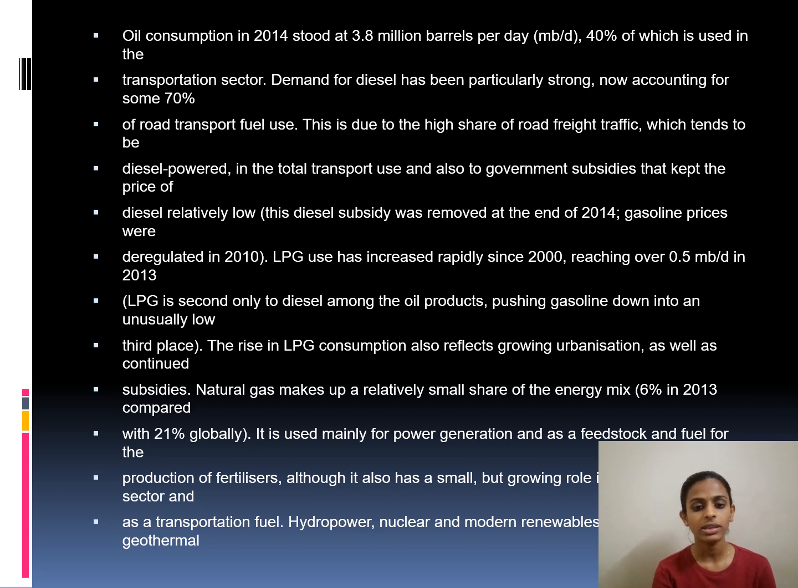Natural gas makes up a relatively small share of the energy mix. It is used mainly in power generation and as a feedstock and fuel for the production of fertilizers, although it also has a small but growing role as a transportation fuel. Hydropower, nuclear, and modern renewables and geothermal energies.